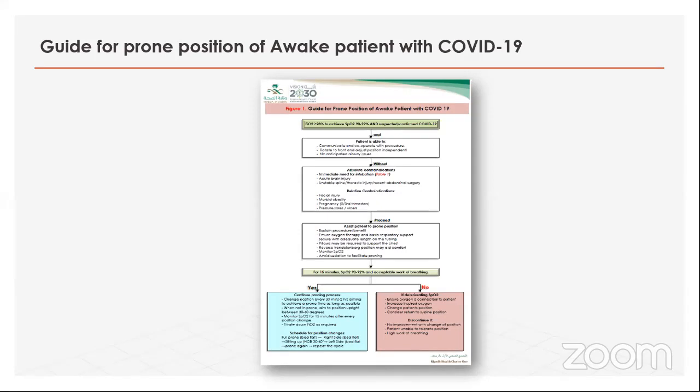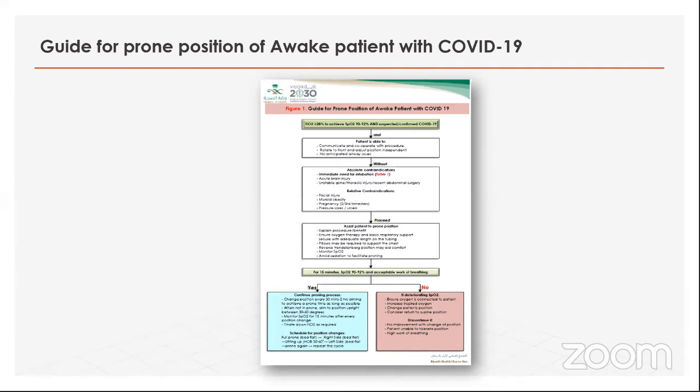Then there are absolute or relative contraindications to its use. Absolute: an immediate need for intubation, all the 6 criteria we said before, in addition to acute brain injury, unstable spine injury, or abdominal surgery, or the patient cannot prone himself. Relative contraindications are facial injury, morbid obesity, pregnancy, and pressure sores.